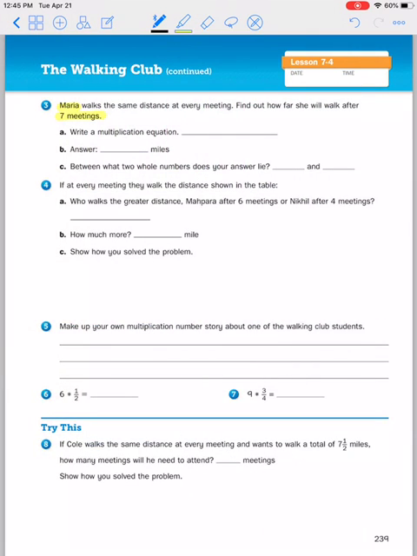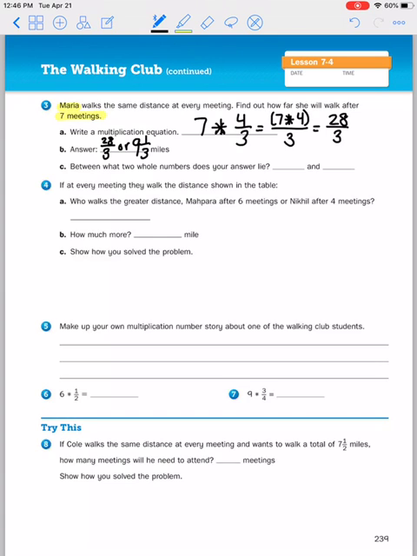So my multiplication equation would be 7 times 4/3, which is 28/3. So she went 28/3, which is the same as 9 1/3. So she went 9 1/3 miles in 7 meetings.